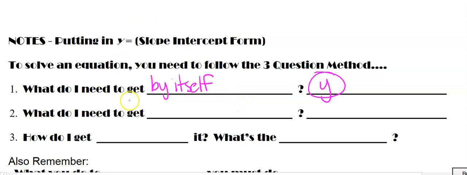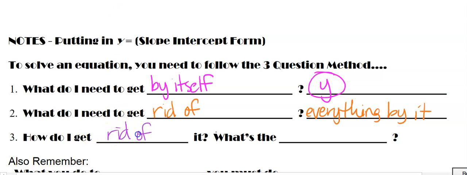The next question is, what do I need to get rid of? You need to get rid of everything by it. How do I get rid of it? What's the opposite? Again, you're going to do the opposite of whatever's by it. Remember, you're always going to kill the weakest link first. You're usually going to add or subtract first. The opposite of add is subtract, and the opposite of multiply is divide.